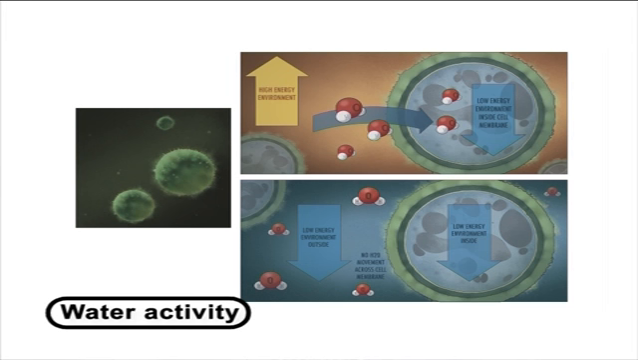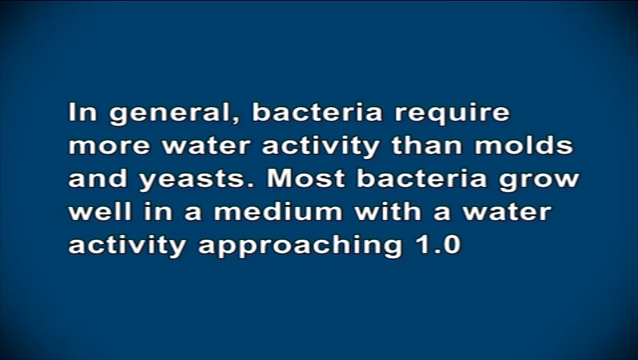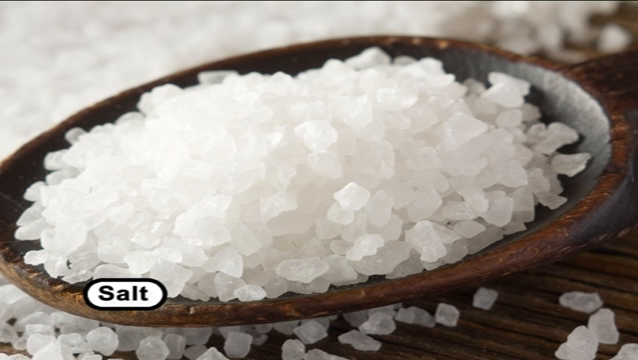Water activity is the vapor pressure of the solution, that is, of solutes in water in most food, divided by the vapor pressure of the solvent, usually water. Available water for microorganisms varies depending on the microorganism and the type of food. In general, bacteria require more water activity than molds and yeast. Most bacteria grow well in a medium with a water activity approaching 1. They grow well in low concentrations of sugar or salt, although there are exceptions.